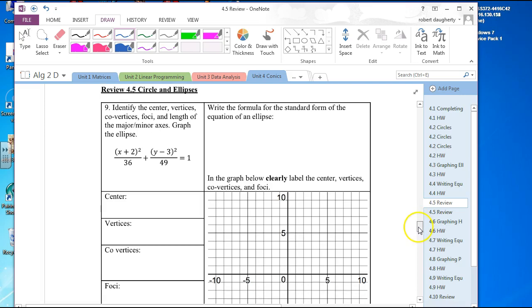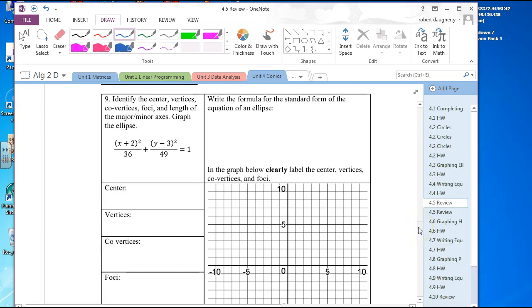Now we're moving on to ellipses. Write the standard formula for an ellipse: (x minus h) squared over a squared plus (y minus k) squared over b squared equals 1. So if I know that the center is at (h, k), what it will also help me, even though I didn't ask it here, a is 6 and b is 7. That will help me in this problem.